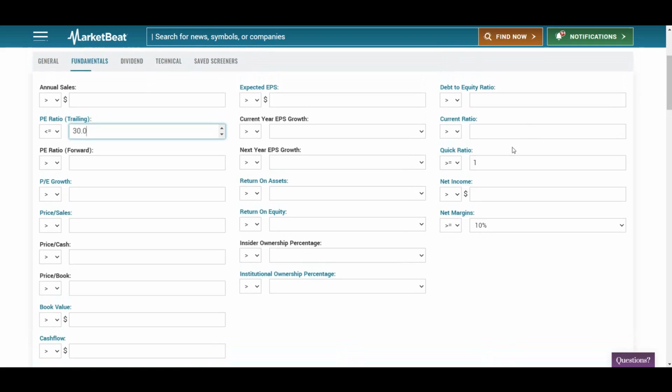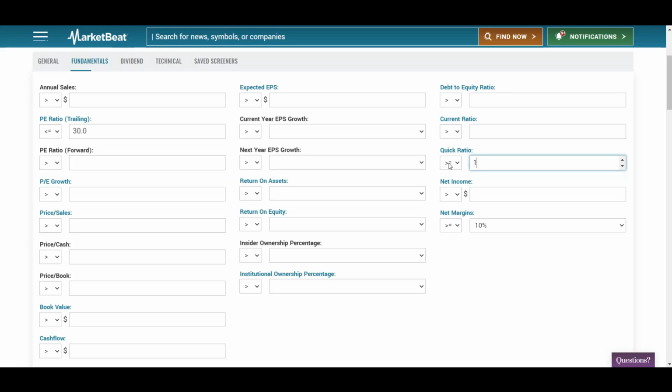The other information I want to set parameters for is quick ratio. So quick ratio is a measure of a balance sheet in terms of health. Looking at the assets and liabilities of a company, is a company able to cover its liabilities with its assets? A ratio of 1 would say that the assets and liabilities are at a level where the assets are covering the liabilities. So I want a quick ratio in my investment stocks of at least 1.